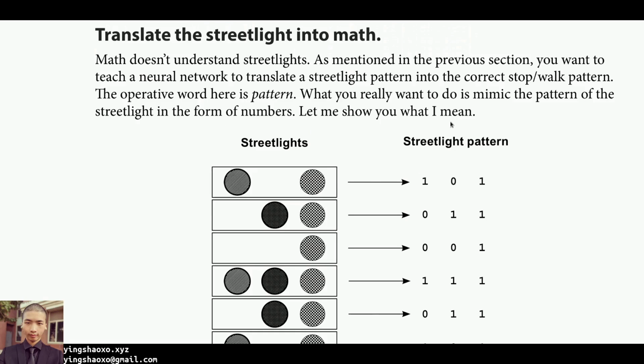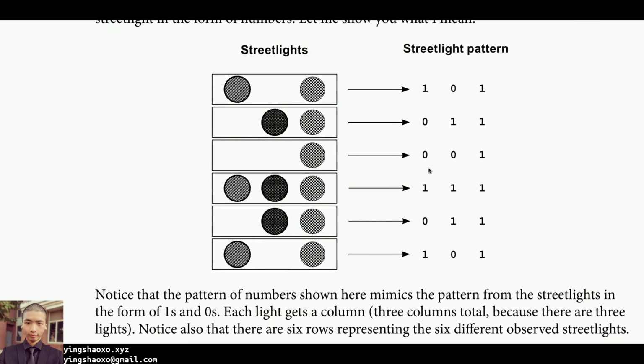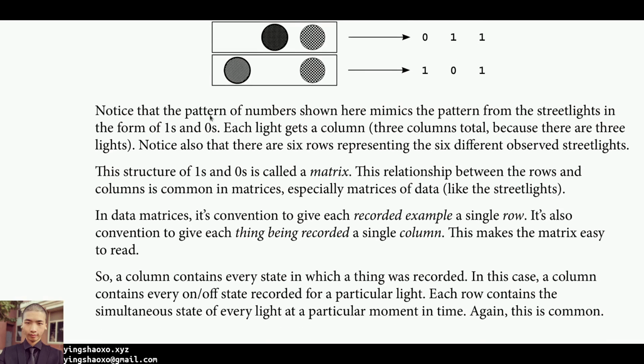Let me show you what I mean. Okay, he just translated the streetlight's graph into a bunch of vectors of 0 or 1. Notice that the pattern of numbers shown here mimics the pattern from the streetlights in the form of 1s and 0s. Each light gets a column, 3 columns total, because there are 3 lights. Notice also that there are 6 rows representing the 6 different observed streetlights.